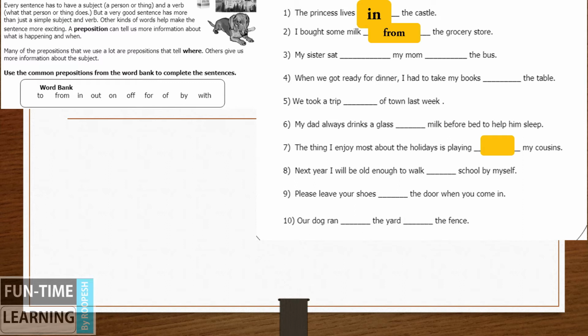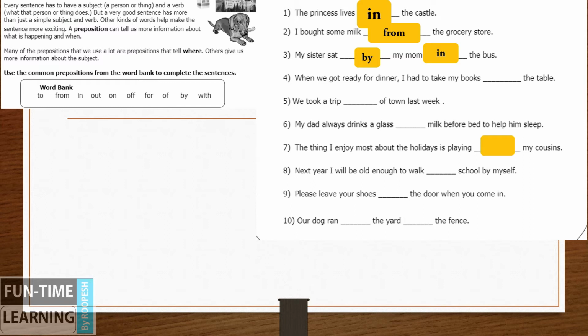Let us take an example of the first one. My sister sat with my mom in the bus. That is correct. But I have written something else here. Let's check this. My sister sat by my mom in the bus. This is also a correct usage. Chare aduthu ennulla arthathil by enna vaakku upayogichirikkunnu.